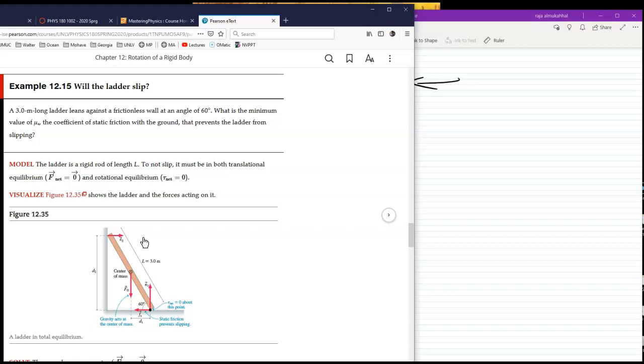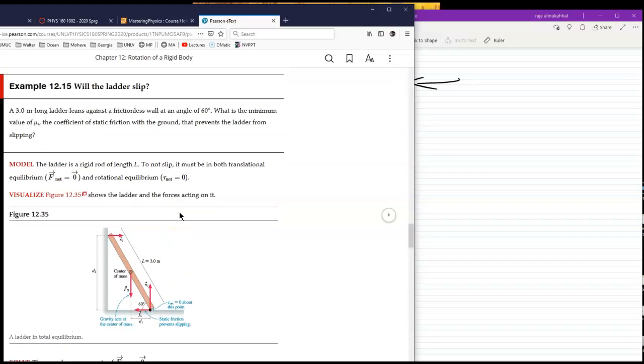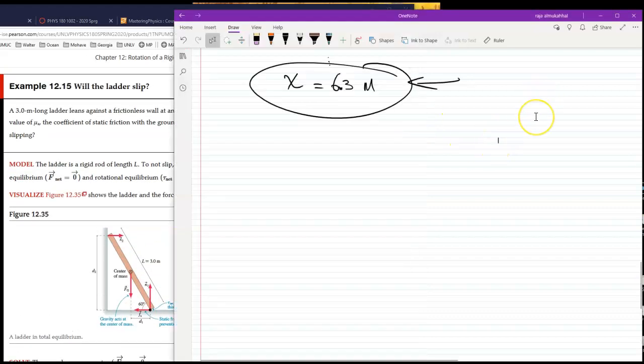Okay, here's the problem. Look at the picture as we read it. It says a 3-meter long ladder, so this is a ladder, 3 meters long, leans against a frictionless wall at an angle of 60 degrees to the horizontal right there. Do you see it? What is the minimum value of the coefficient of friction that prevents the ladder from slipping? What's the minimum value of mu sub s? Before we do any of that, I'm going to tell you a little bit about the ladder. How does it work?